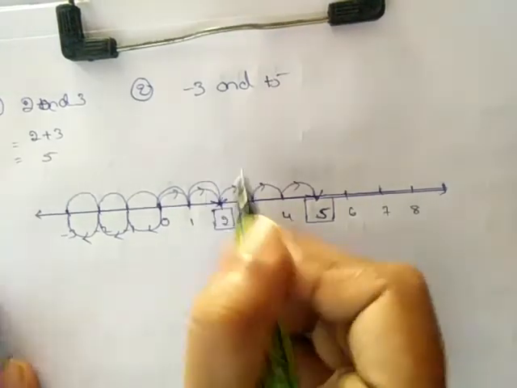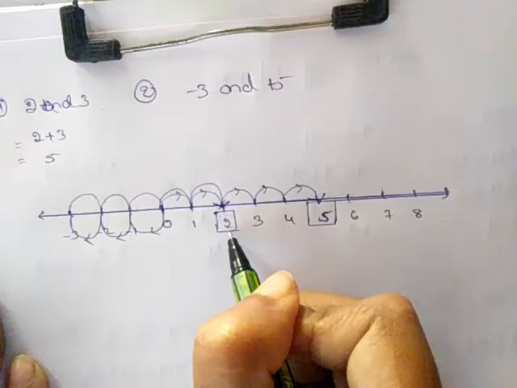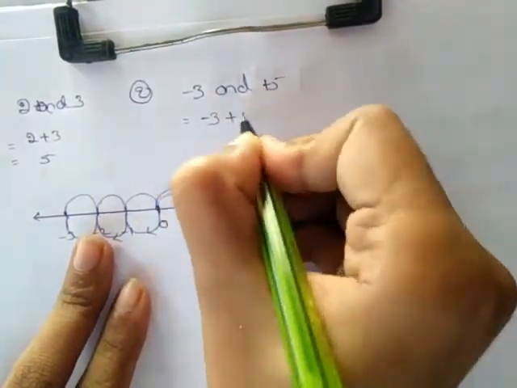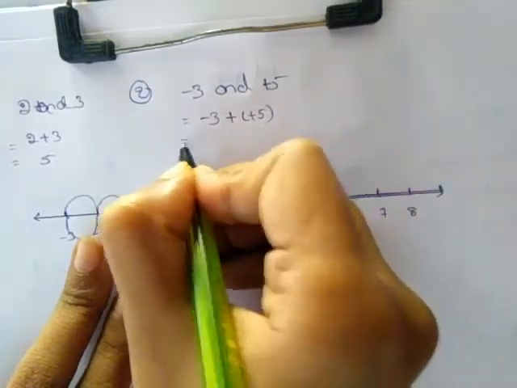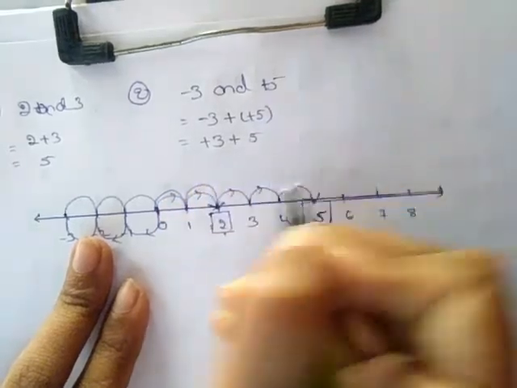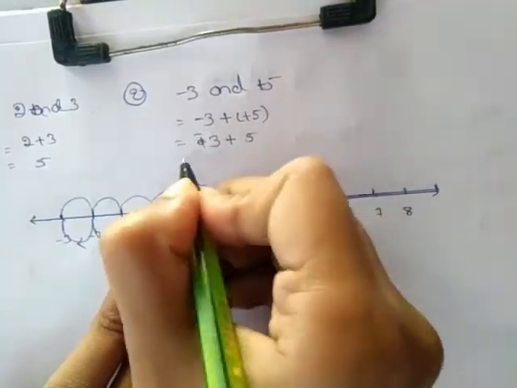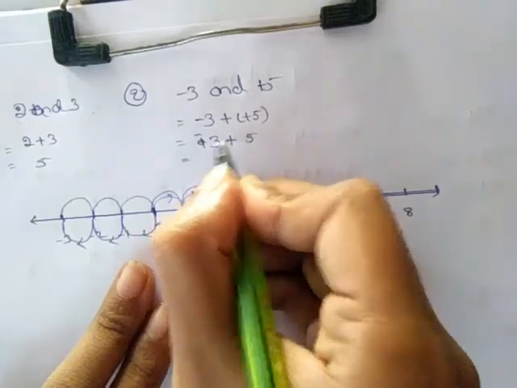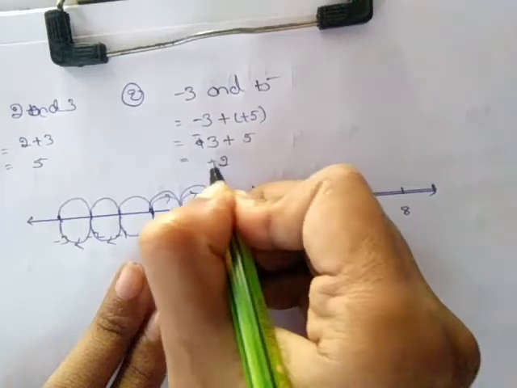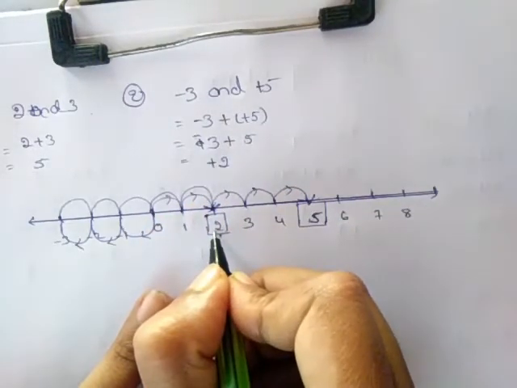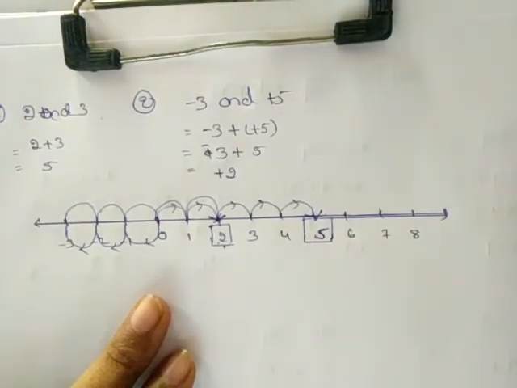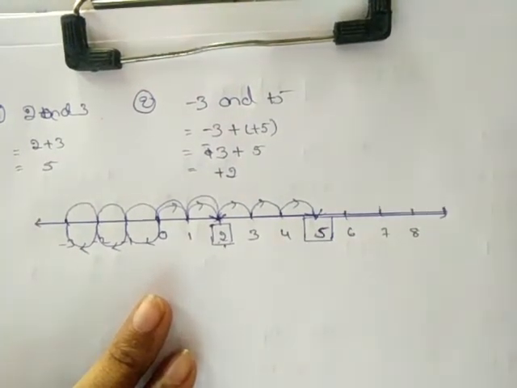So we'll check theoretically whether we get the answer 2 or not. Minus 3 plus 5. Sorry, it is minus. Now, these two have unlike signs, so we need to subtract. 5 minus 3 is 2, and we take the sign of the bigger number, plus. We are getting plus 2, yes. This is how we need to represent addition of integers on the number line.